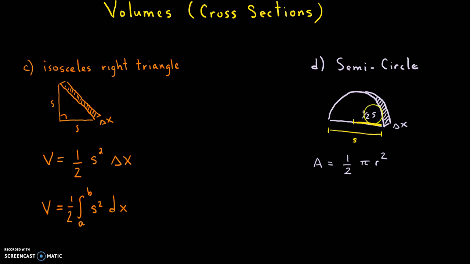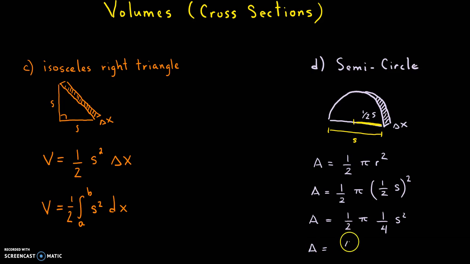Now what is r for our picture here? Well, r is just the 1/2 s. So the area is going to equal, well, 1/2 pi, and then it's going to be 1/2 s squared. And if we simplify this a little bit, we end up getting that the area is equal to 1/2 pi, and then we're going to have 1/4 s squared. So 1/2 squared is 1/4, s squared is just s squared. And then if I multiply the 1/4 and the 1/2, we end up with that the area is equal to pi over 8 s squared.